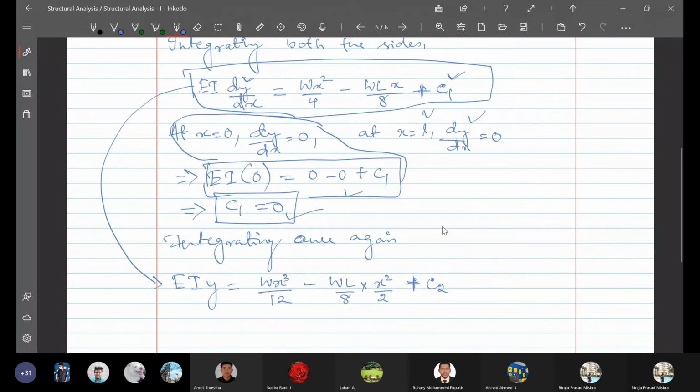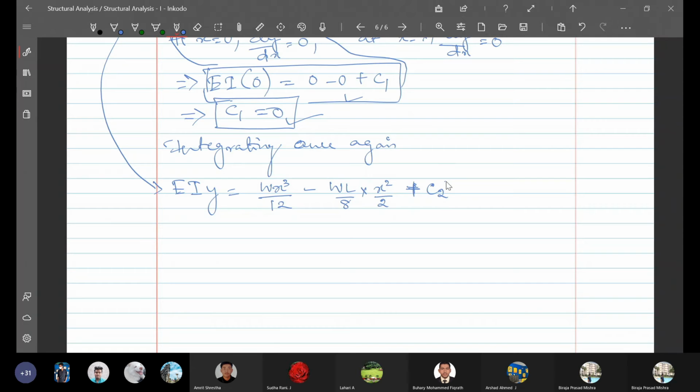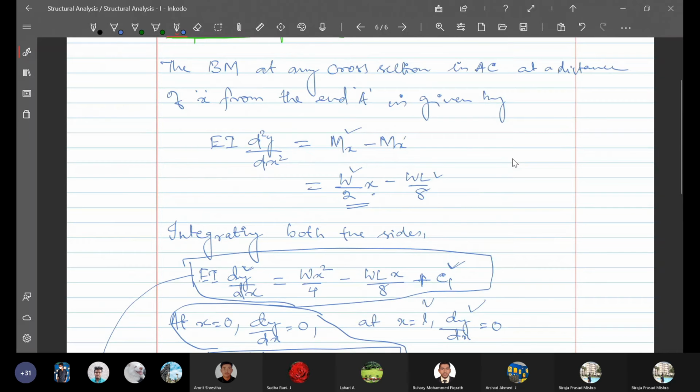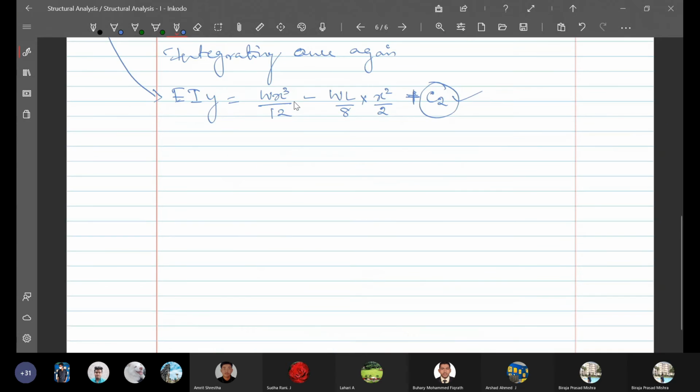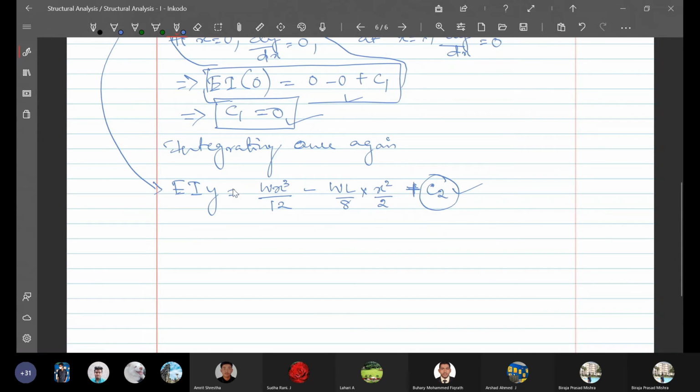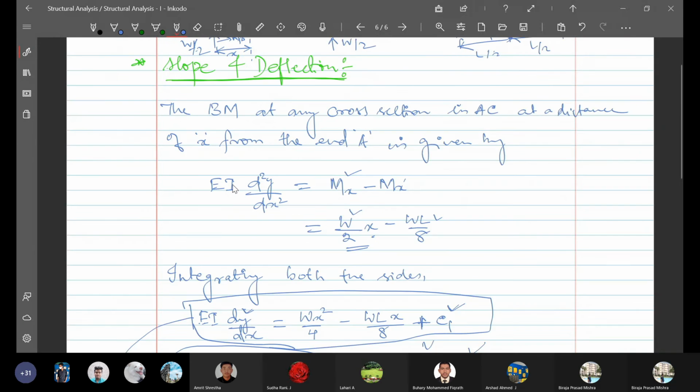Now, again, we need to find out the value of C2. So again, we will put the boundary condition. Now, what is the boundary condition? Here we don't have the dy by dx, we don't have the deflection term.